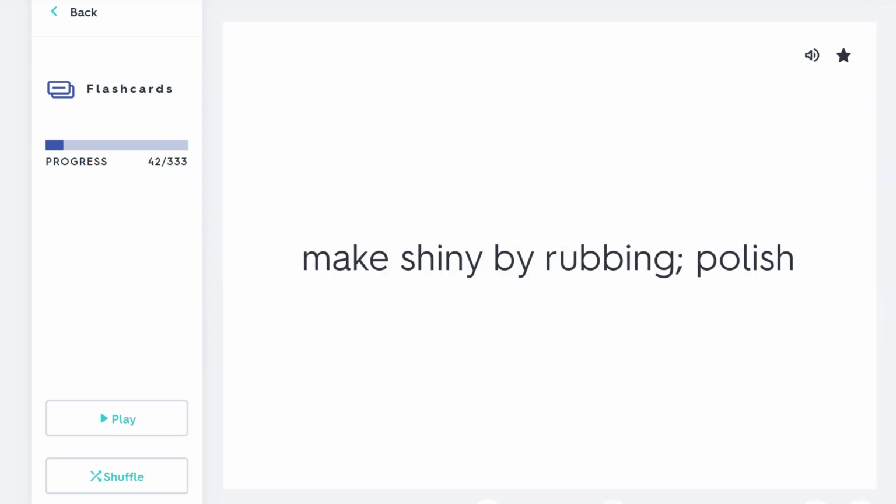Burnish. Make shiny by rubbing, polish. He wanted to burnish his CV by doing some volunteering work. Burnish. Make it look better, make it shiny, polish.